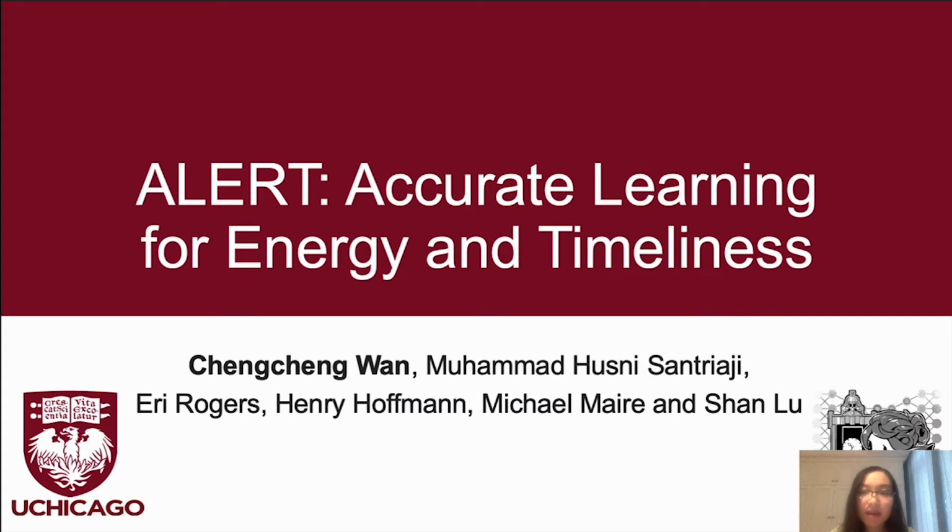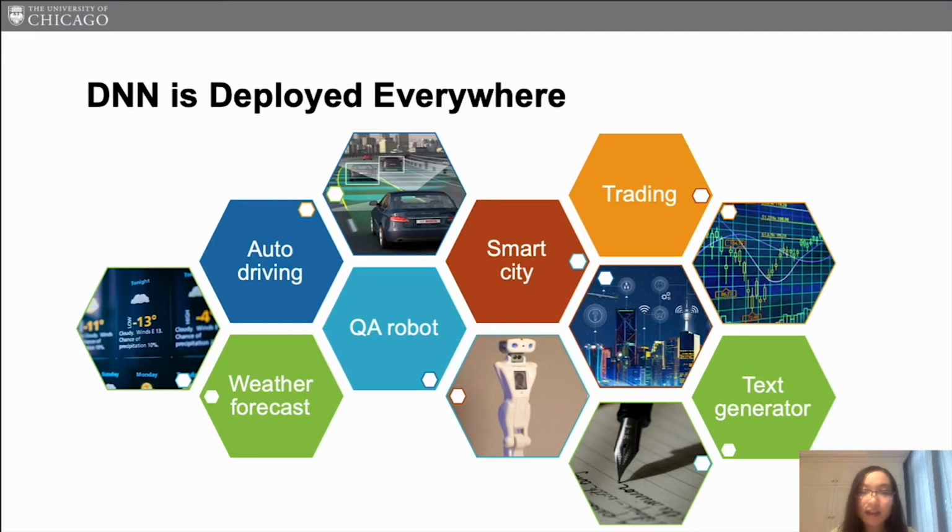Today I will present my work about DNN deployment under accuracy, energy, and latency requirements. DNN is deployed everywhere. It has become a key workload for many computing systems due to its high inference accuracy.